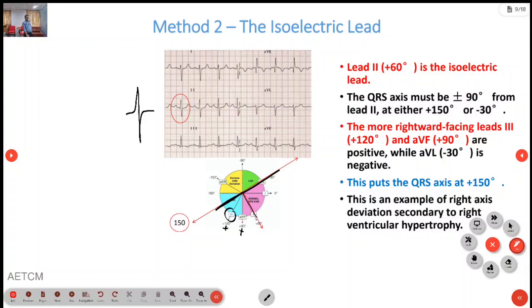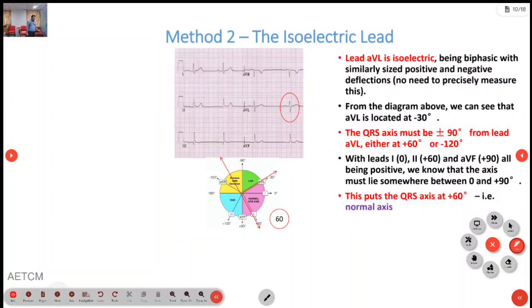Okay, plus 150. This is an example of right axis deviation, but it is very difficult, so that you can see the other, easiest method. QRS is predominantly negative here, QRS is predominantly positive here. They are reaching towards center. So, it is right axis deviation, reaching towards center. This is a difficult method, but you can even follow it to find out exactly where the problem is.